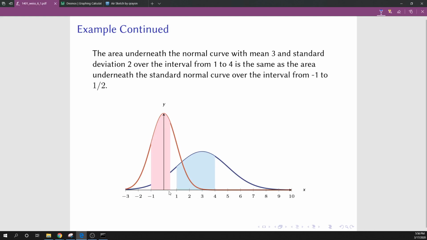And so now we have pretty efficient ways of finding the areas underneath these normal curves for the standard normal. So basically we take this problem that we had for finding the area under the normal curve here, and we translate it over into this problem about the standard normal curve.